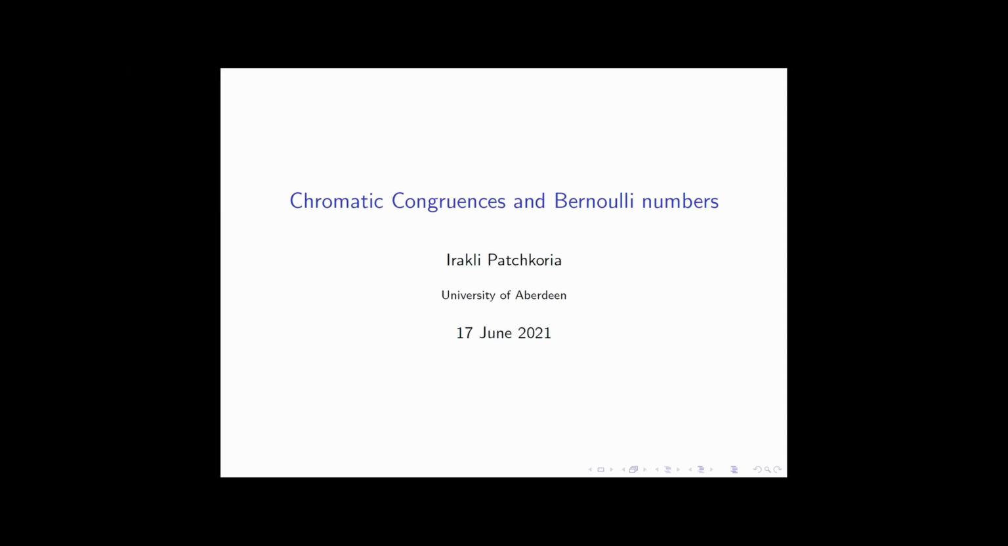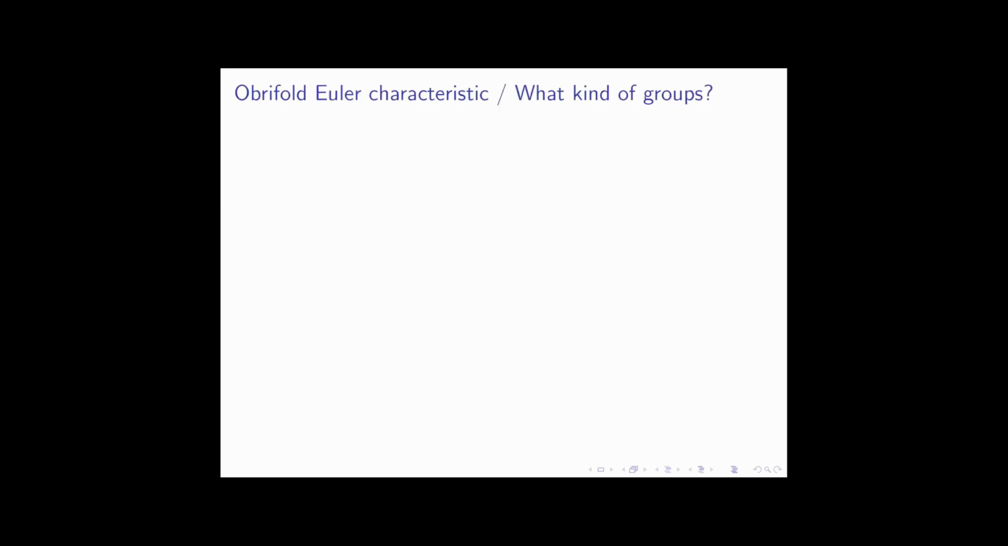So I'll talk about chromatic congruences and Bernoulli numbers. It's some sort of a connection between group theory and number theory that we will be talking about today. And from group theory and invariants of groups, I need something called the orbifold Euler characteristic. I also need to tell you what kind of groups I will be looking at today.